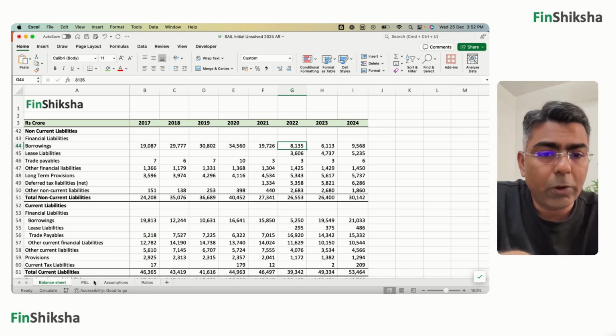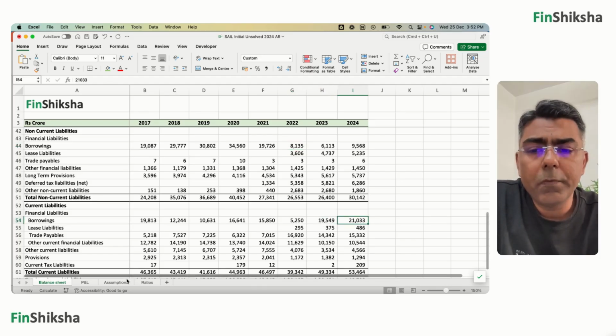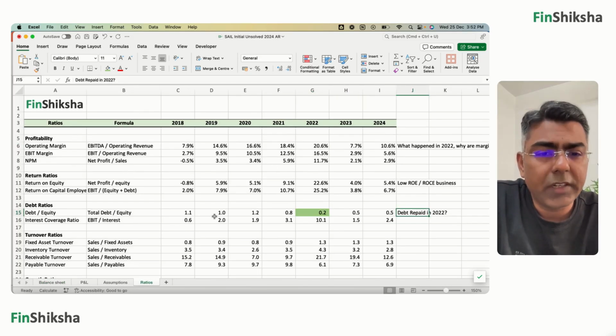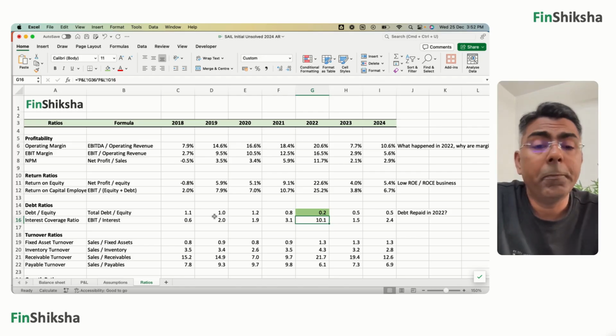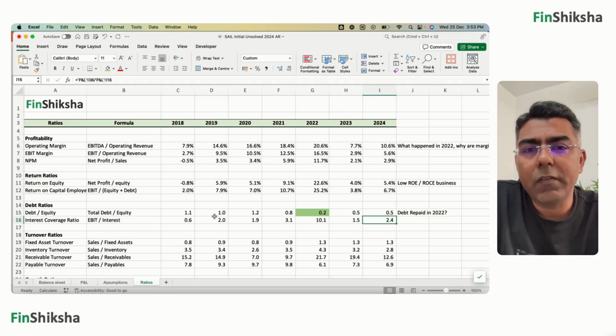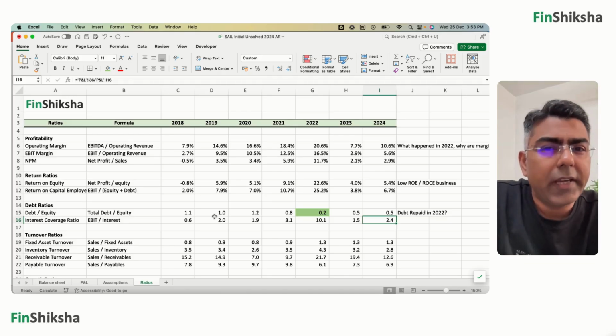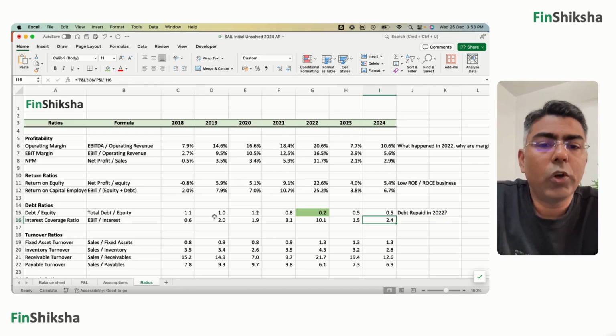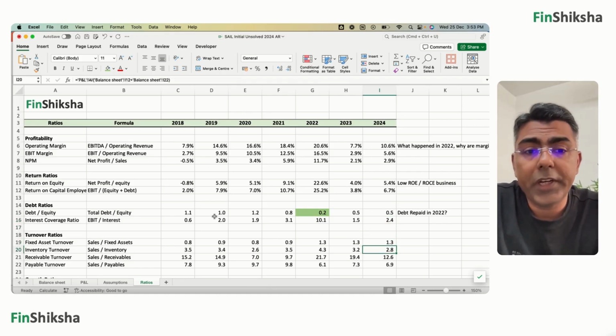Some of it has come back on the books. So you'll see that short-term borrowings have gone up again. So we may want to kind of dig deeper into what has really happened there and how has that played out, right? Interest coverage was okay that year, but then subsequent years, it does cover the interest, but it's not a very comfortable position to be in. So you may want to kind of look at that in a little bit more detail.